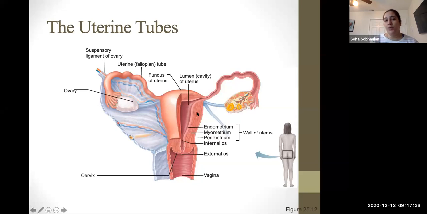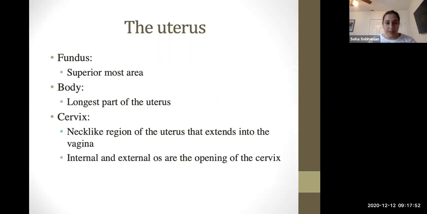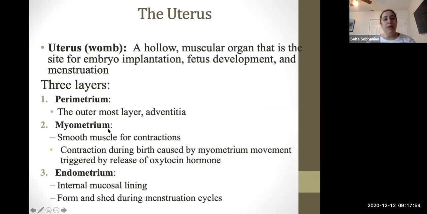The second layer you see right here is relatively thick. It forms the majority of the mass of the uterus. It's called myometrium. Hopefully you guys remember the word myo means muscle, so myometrium implies the muscular layer of the uterus. Quick note on that: myometrium is going to be the one that's sensitive to oxytocin.